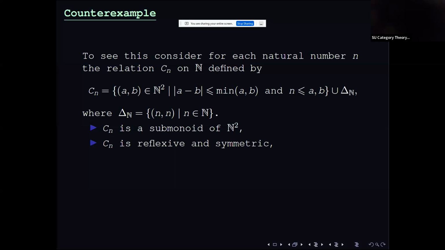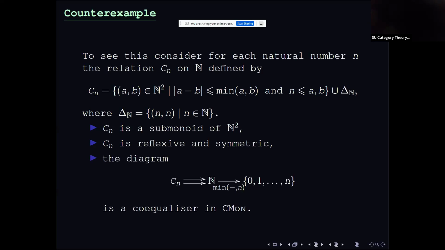Now, it's significant because to generate the congruence from this relation is simply to take the transitive closure. So I'll just mention it. And importantly, this specific submonoid is part of a coequalizer diagram, namely this one, where the two arrows here are just the projections. And these are the coequalizers. Sorry, this morphism here is just taking the minimum of x with n, for instance.